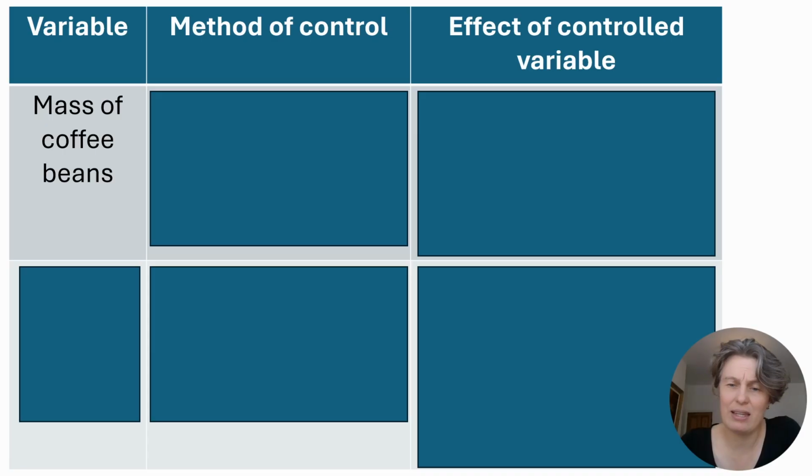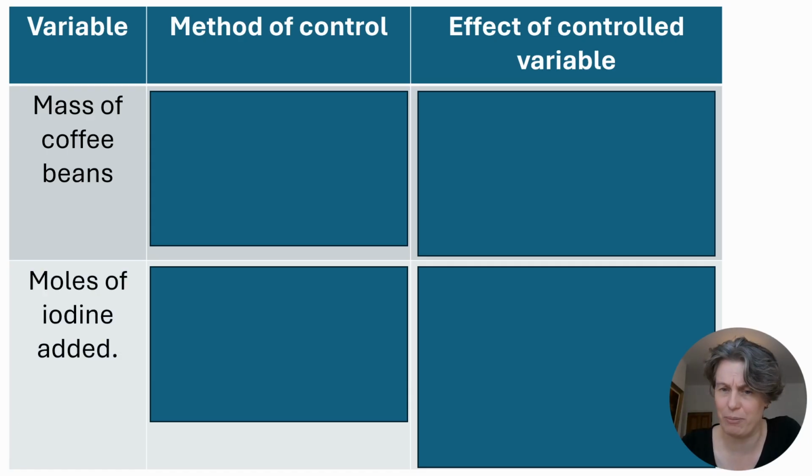So this is a table that I would recommend using, or something similar. This is for your control variables. So I've picked 2 control variables for the research question I spoke about, which was looking at how roasting time affected the amount of caffeine, and that was using an iodiometric back titration, where you add excess iodine and see how much is left over when some of it's reacted with the caffeine.